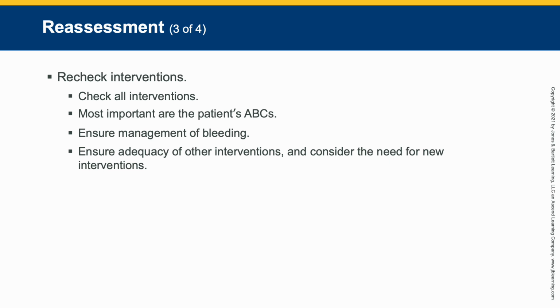Now, the reassessment phase is also when you evaluate the effectiveness of your interventions, right? So, if you started oxygen, has the patient's SpO2 improved? If you applied a tourniquet, is the bleeding controlled? If you gave oral glucose, is their mental status improving? These are the outcomes that you're checking for, not just to satisfy a checklist, but to ensure that the patient is moving in the right direction.